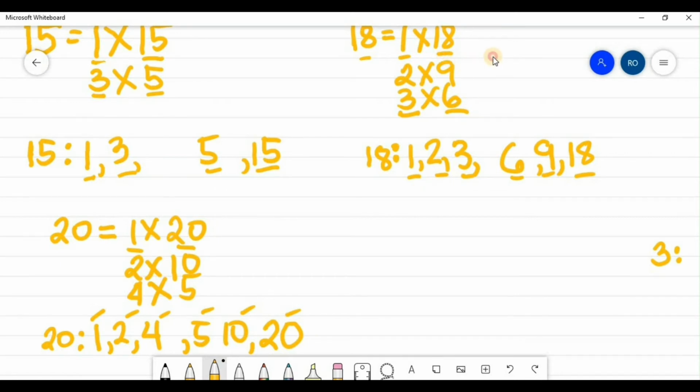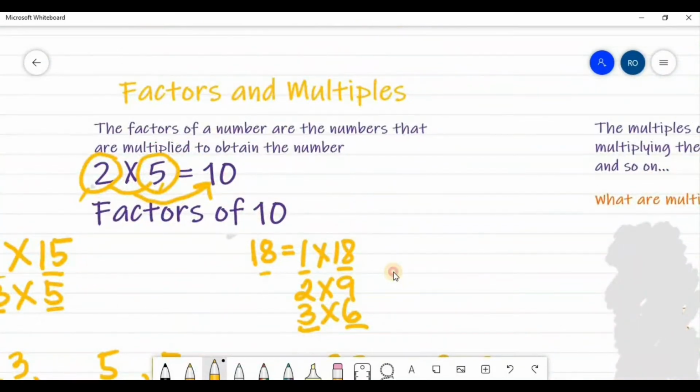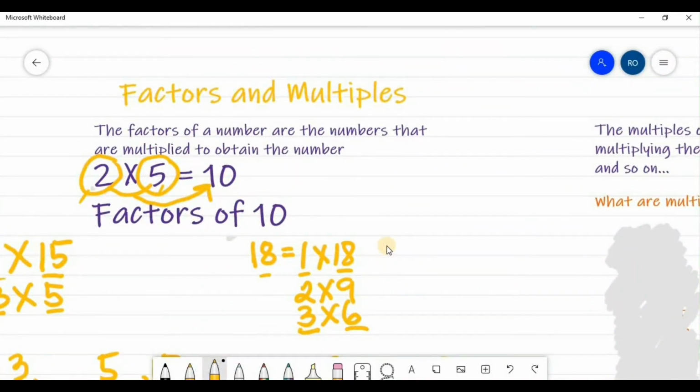Okay. That's all for factors. So remember that factors of a number are the numbers that are multiplied together to obtain the number.